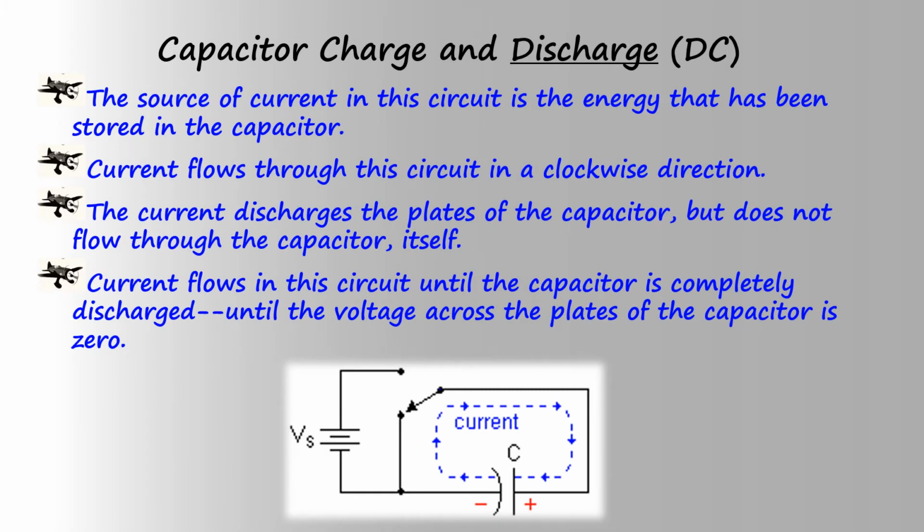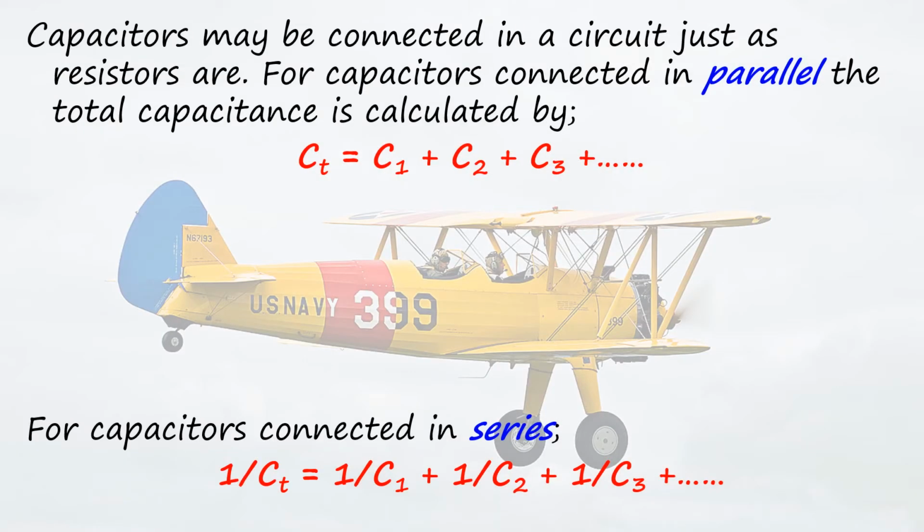Once the capacitor is charged and the switch is flipped, electrons will flow from the negative side of this capacitor to the positive side until the capacitor is discharged. Capacitors may be connected in a circuit just like resistors. Capacitors in parallel are added together like resistors in series, and capacitors in series are added together like resistors in parallel.